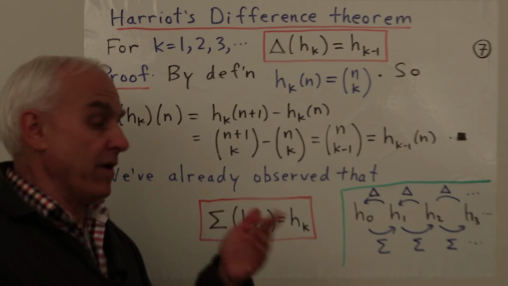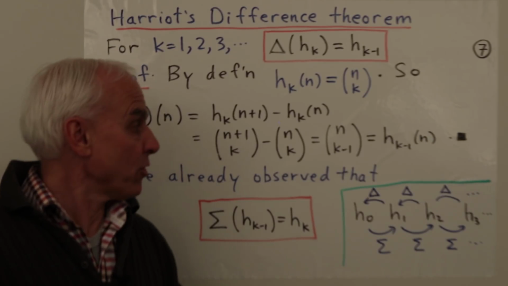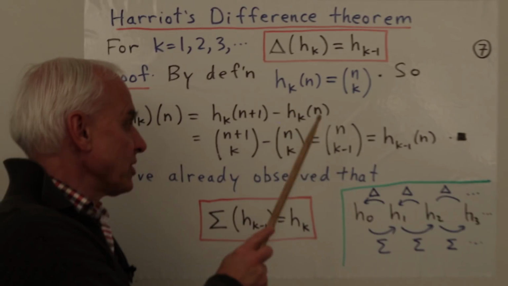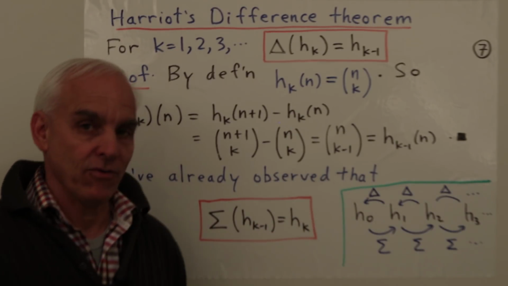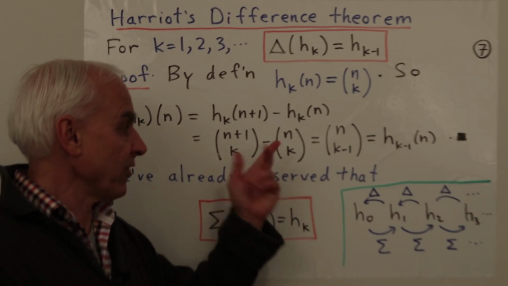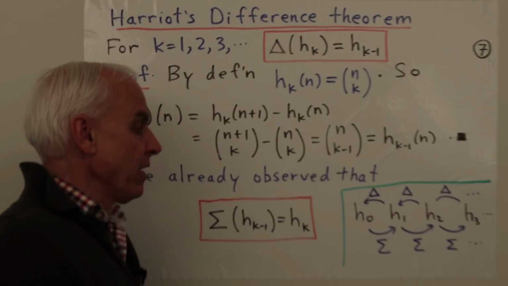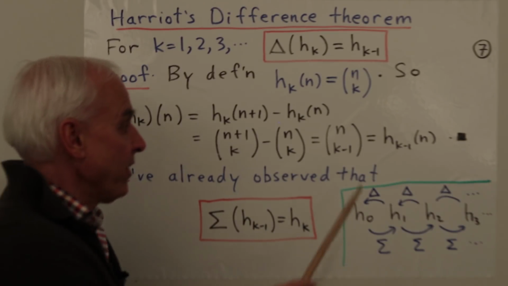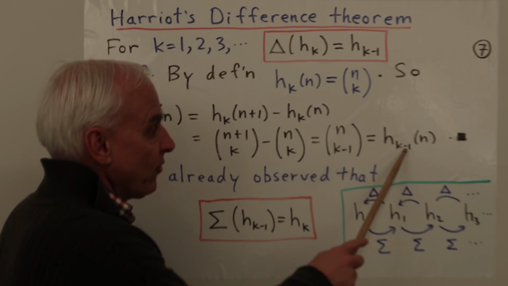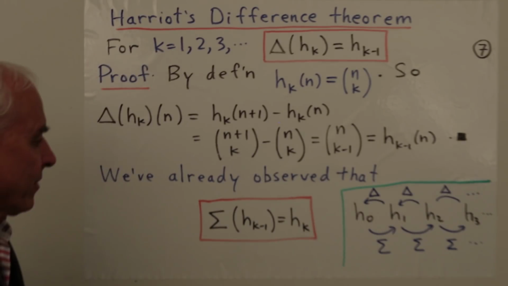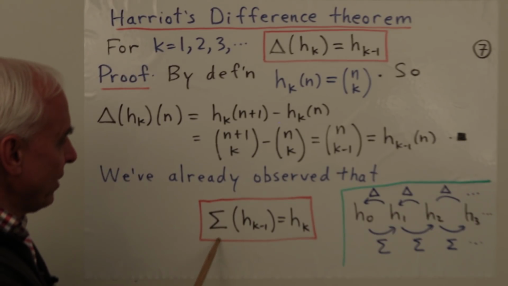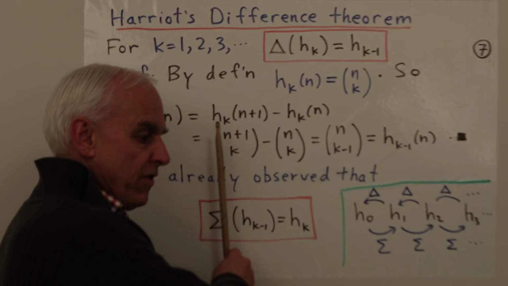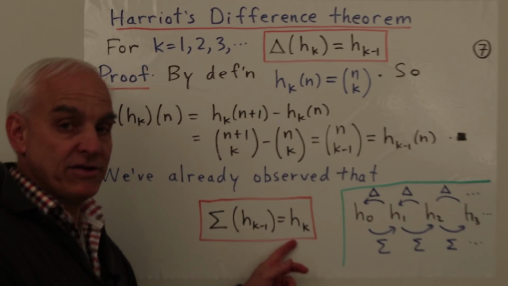But now it's a fundamental property of the binomial coefficients that n plus 1 choose k is equal to n choose k plus n choose k minus 1. So this difference is exactly n choose k minus 1 by the fundamental property of the binomial coefficients. And this is h sub k minus 1 of n. And I remind you that we've already observed that to generate the columns moving from left to right, we're proceeding by summation.